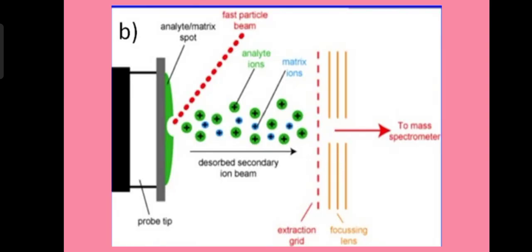So let's see the diagram. In this, it represents a probe tip. This whole thing is a source region which comprises a probe tip. The green part represents the analyte matrix mixture. Now it is ionized, or the ionization is carried out, by the fast moving argon and xenon gas molecules.